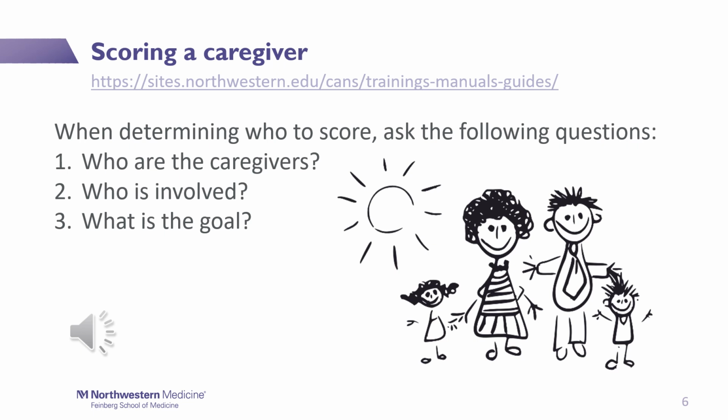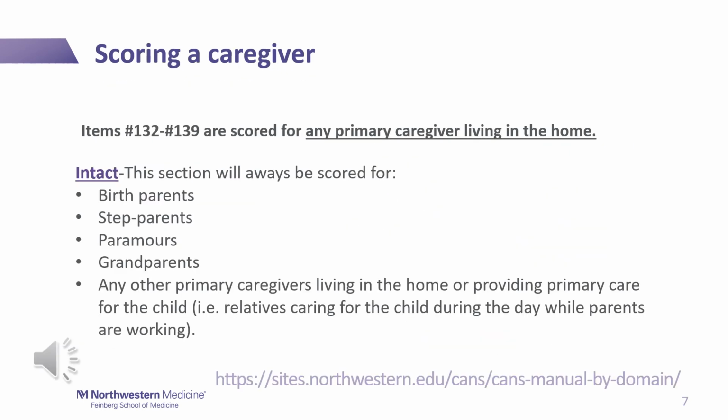When determining who to score, ask the following questions. Who are the caregivers? Who is involved with the child, and what is the goal? Items 123 to 129 are scored for any primary caregiver living in the home. For intact, this may be birth parents, step-parents, paramours, grandparents, or any other primary caregivers living in the home or providing primary care for the child. An example would be relatives caring for the child during the day while the parents are at work.